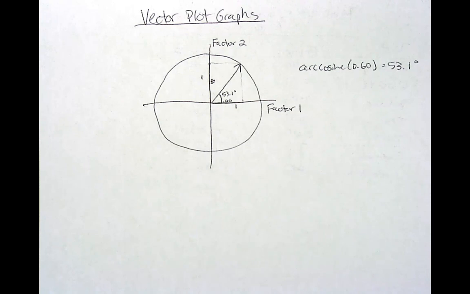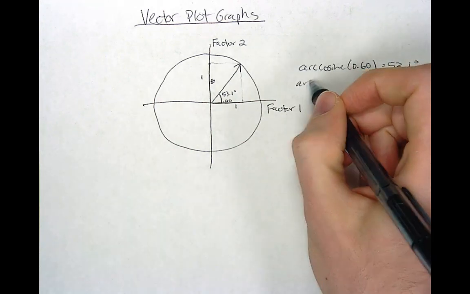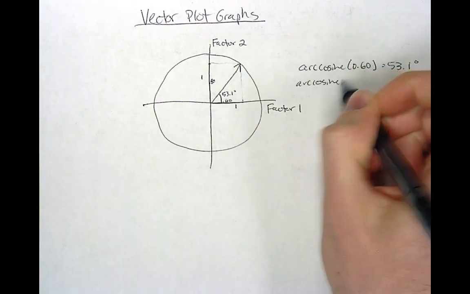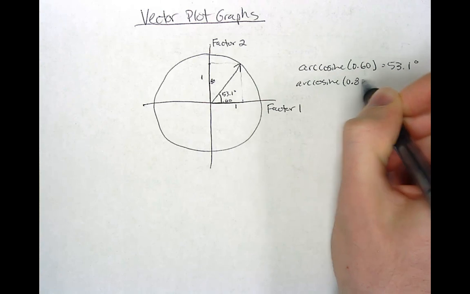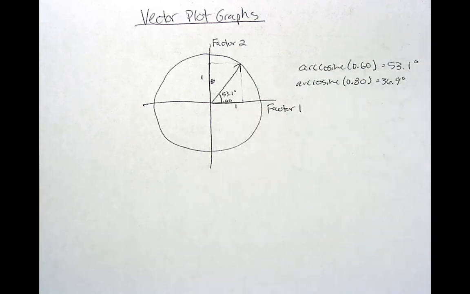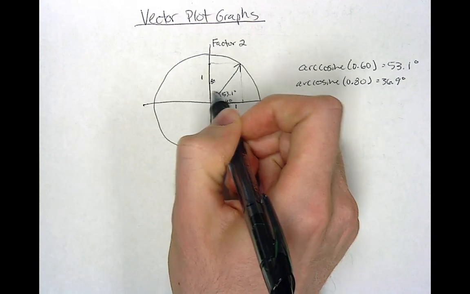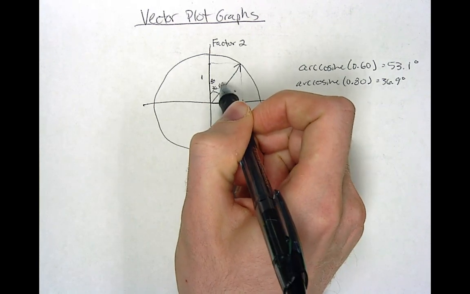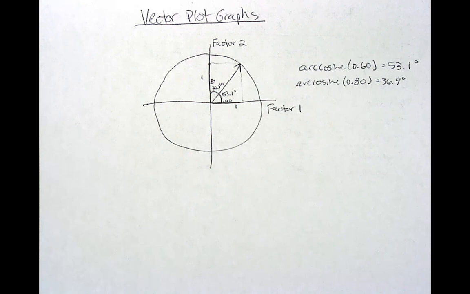Similarly, the angle between the variable and factor 2 is arc cosine 0.8, which will give us, if you use a calculator, 36.9. So that's 36.9 degrees. You can see that there.